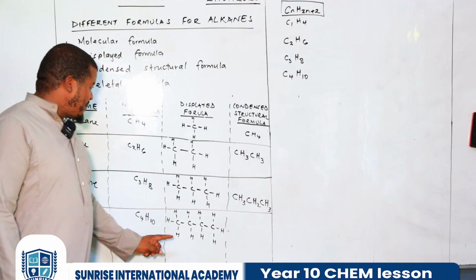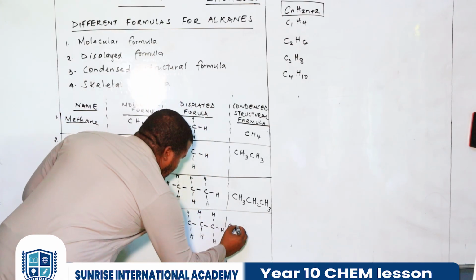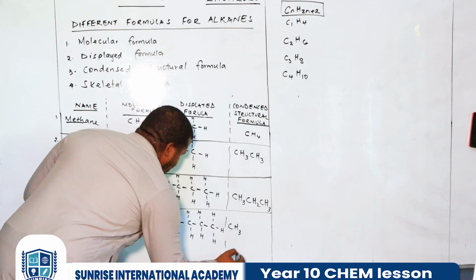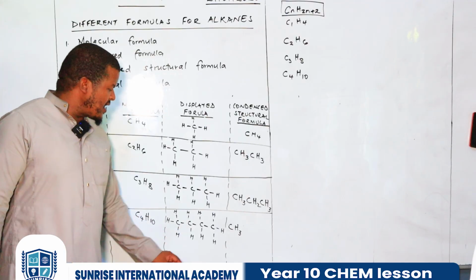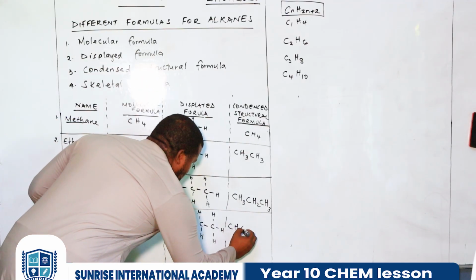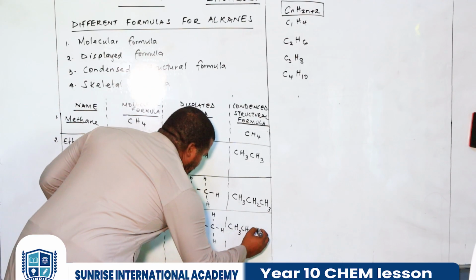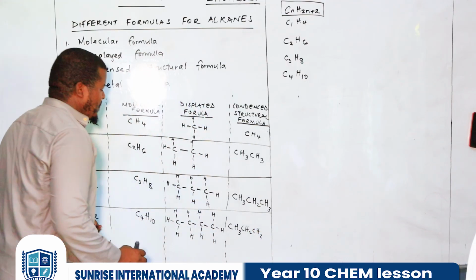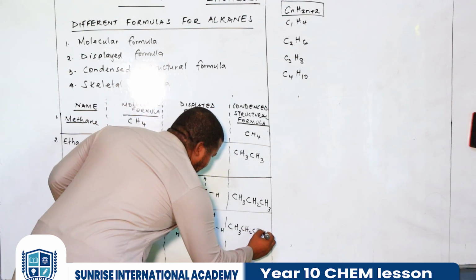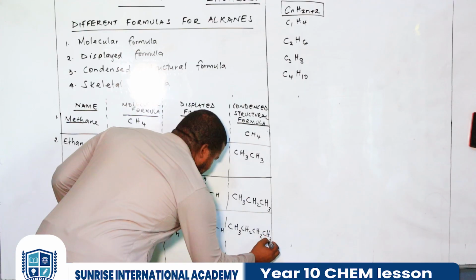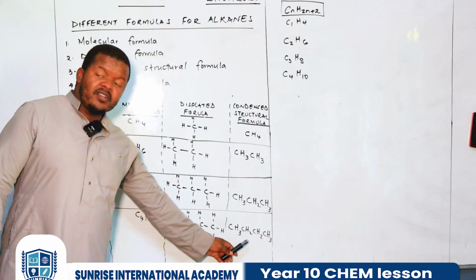From there, let's get our condensed structural formula from here. We're going to have C, the first carbon, surrounded by 3 hydrogens. First carbon surrounded by 1, 2, 3. The second carbon surrounded by 2, CH2. The third carbon surrounded by 2 hydrogens as well, so CH2. The fourth one surrounded by 3 hydrogen atoms.